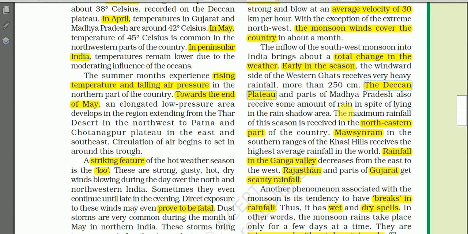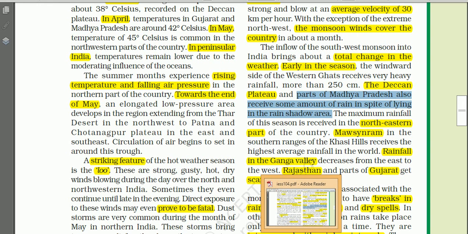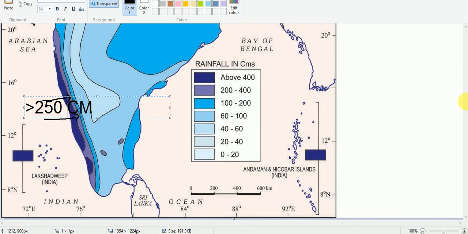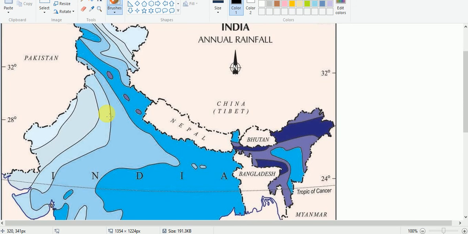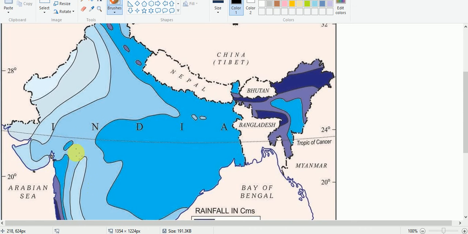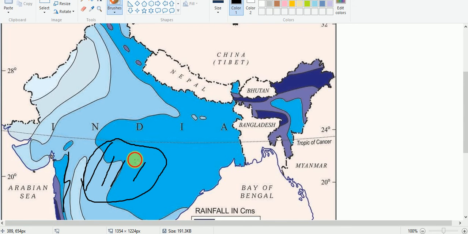Then the Deccan Plateau and parts of Madhya Pradesh also receive some amount of rain in spite of lying in the rain shadow area. Even Madhya Pradesh and the Deccan Plateau, even this area, also receive some amount of rainfall, even though they are in the rain shadow area of the Western Ghats. The Western Ghats is here, and because of the Western Ghats, it becomes a rain shadow, and even in this area some amount of rainfall is received.